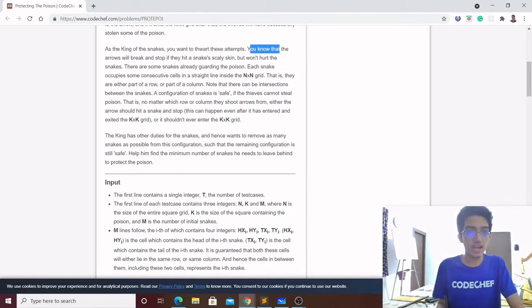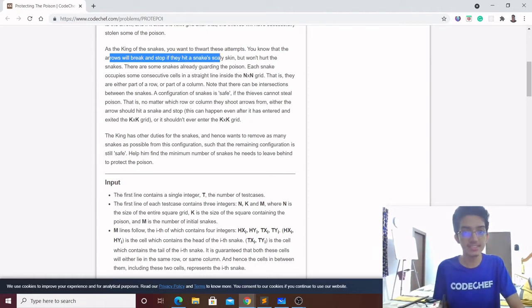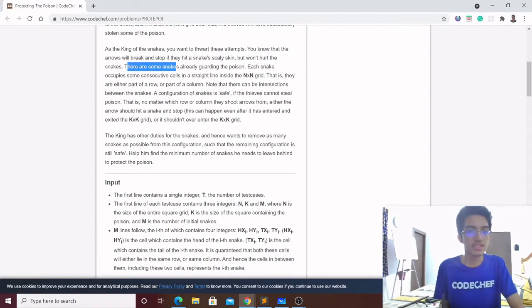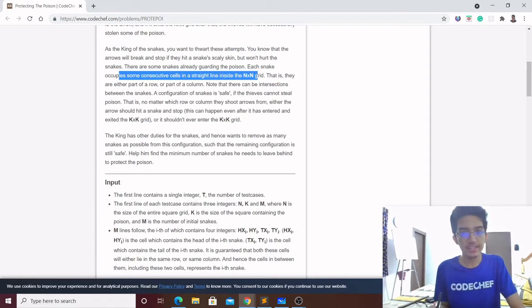You know that the arrows will break and stop if they hit a snake's scaly skin, but won't hurt the snakes. There are some snakes already guarding the poison. Each snake occupies some consecutive cells in a straight line in the n cross n grid. This is important.